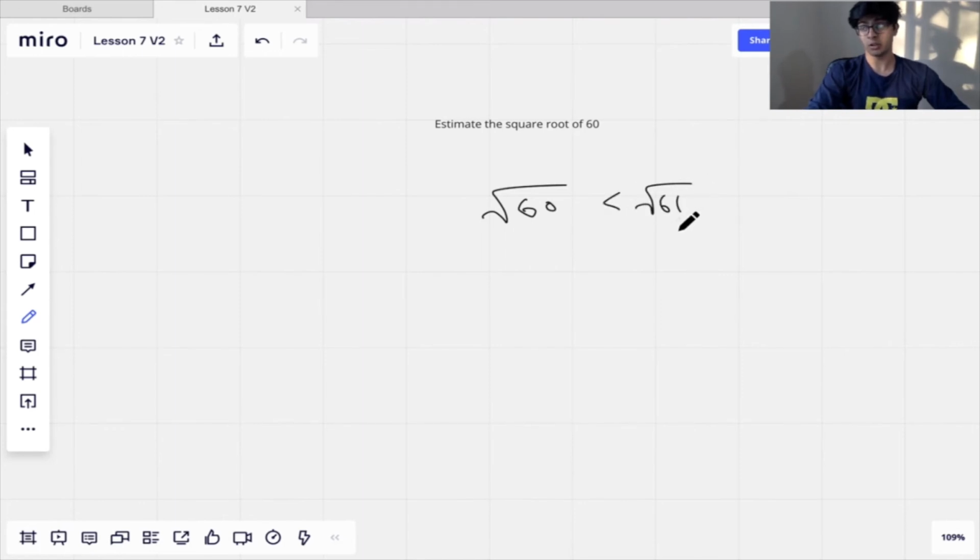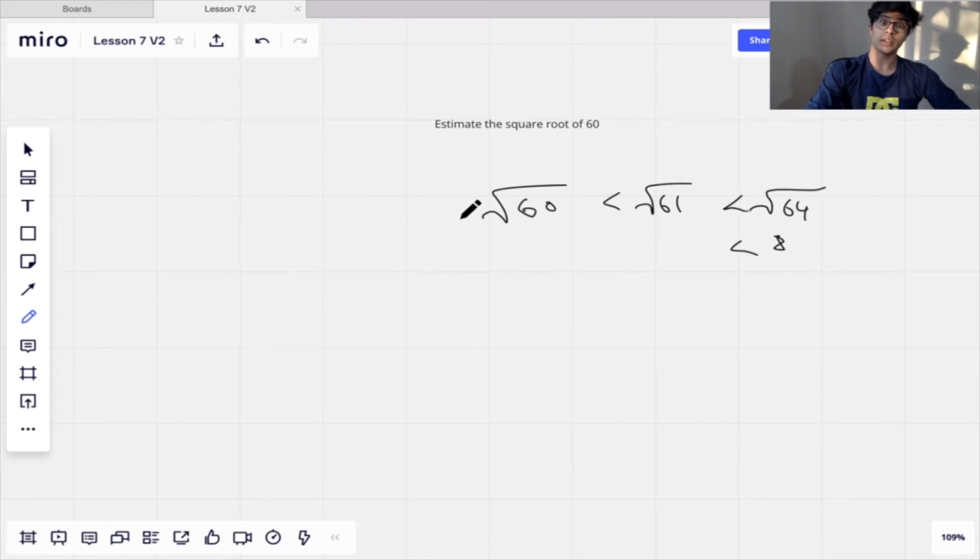We know that much. But that doesn't really help us that much because we don't know what the square root of 61 is. Well, what's a square root that we do know that's around 60? Well, we know the square root of 64, right? That's a perfect square. And the square root of 64 is 8. So we know root 60 is less than 8.